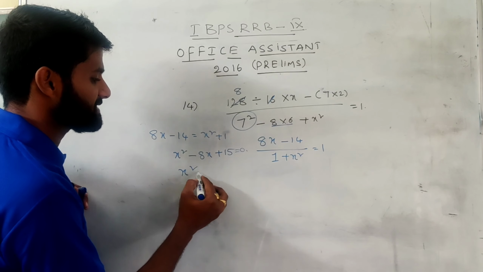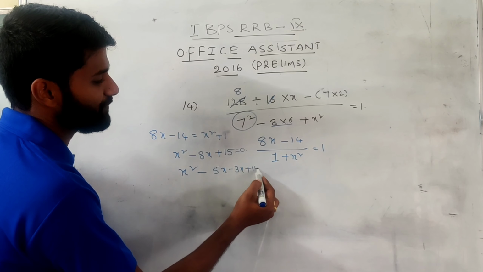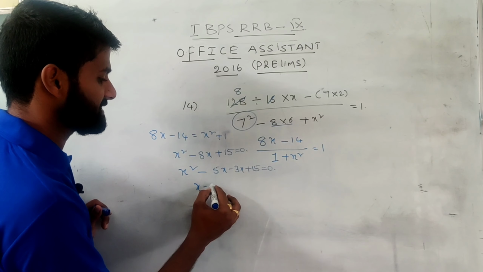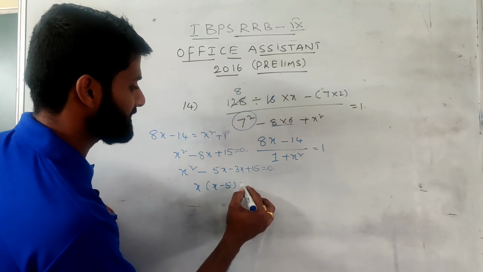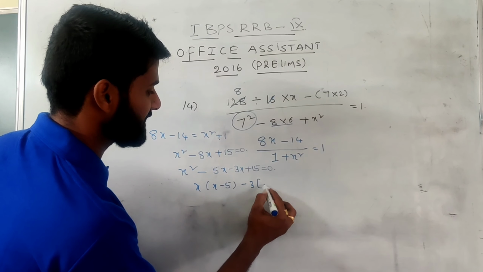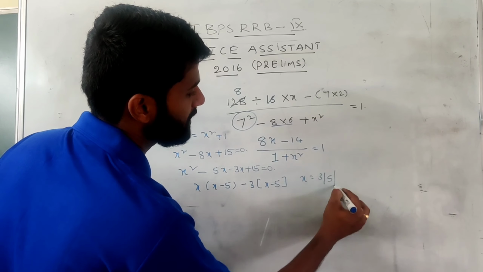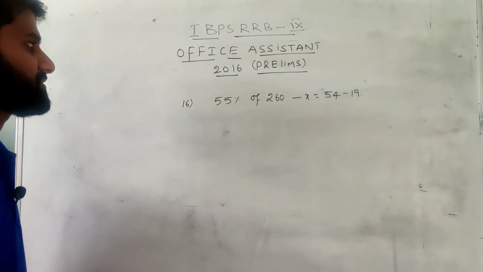See, x square, 8x can be written as 5x minus 3x plus 15 exactly equal to 0. Then find the value. X, if you take common x, the value becomes x minus 5. If you take common 3 here, we get the value of x minus 5. Finally, we get x value becomes 3 or 5. Choose as an option, either answer is equal to 3 or 5.